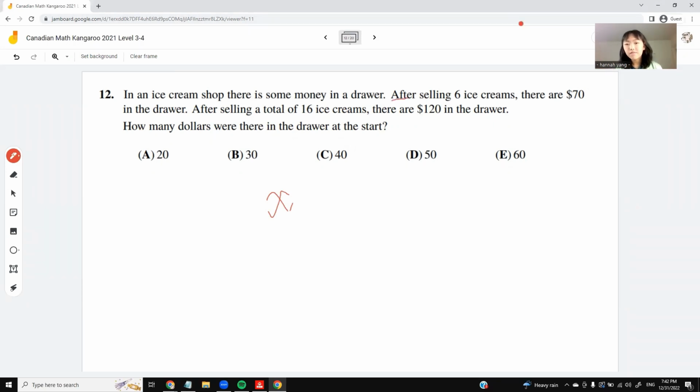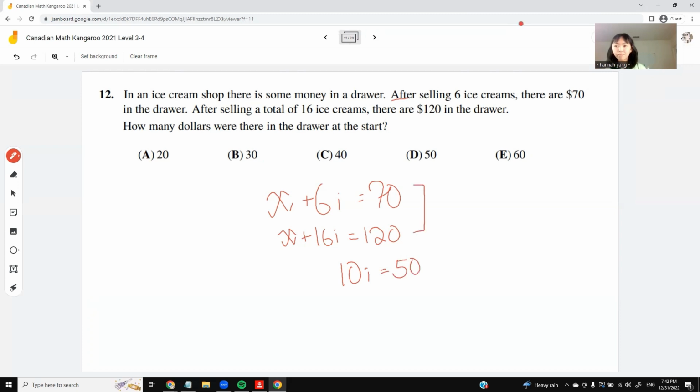So we can convert these words into equations. The sentence, after selling 6 ice creams, there was $70 in the drawer, becomes X plus 6i equals 70. And the next sentence becomes X plus 16i equals 120. Now, everything in these equations is the same, except that in the second equation, 10 ice creams got added. So what we can do here is 10i, or 10 ice creams, equals 50, which is the difference between 70 and 120.